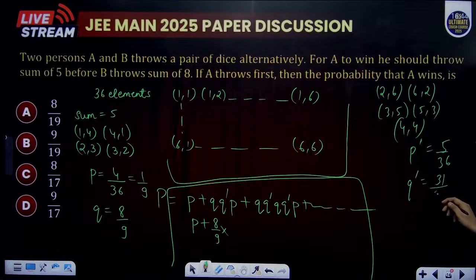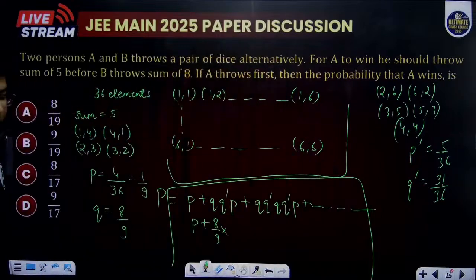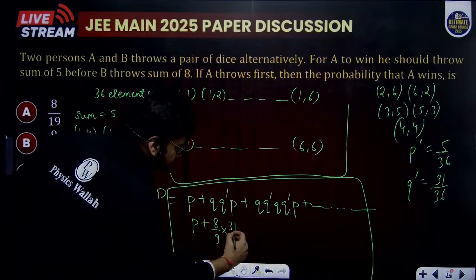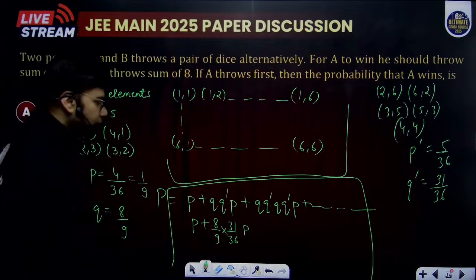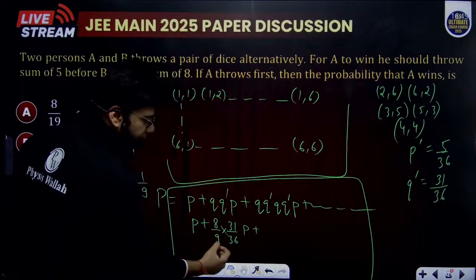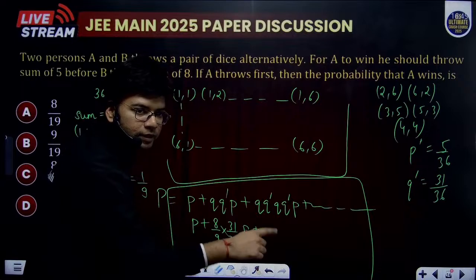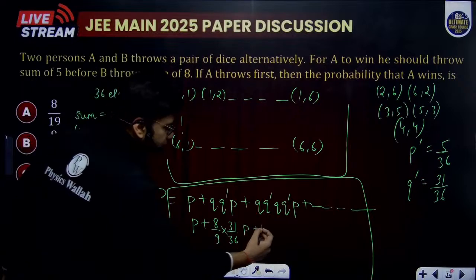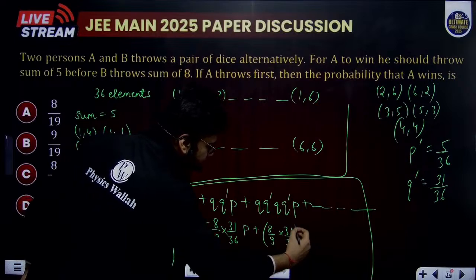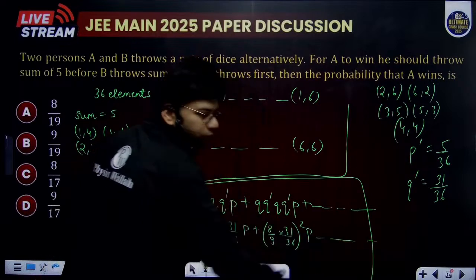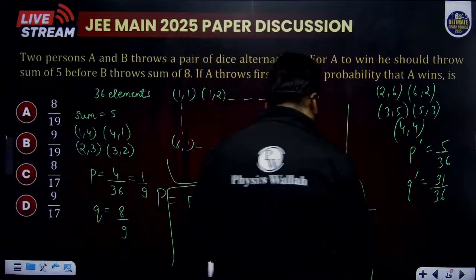31 upon 36, right? So this will become 31 upon 36 times P, and so on. Then again same thing, 8 by 9, 8 by 9 whole square, 31 by 36 whole square. So 8 by 9 into 31 by 36 whole square times P, and so on. This is an infinite GP. Infinite GP, what will be the sum?